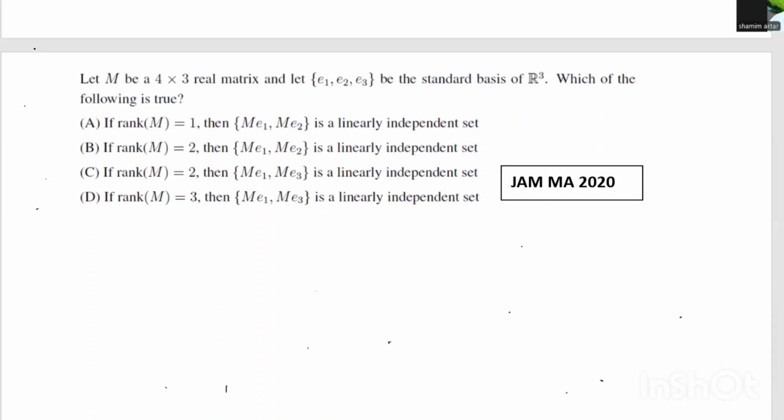Today I will solve a question of a JAM exam. The question is: given that M is a 4 cross 3 real matrix, and E1, E2, E3 is the standard basis of R3, which of the following is true? Now, the solution.